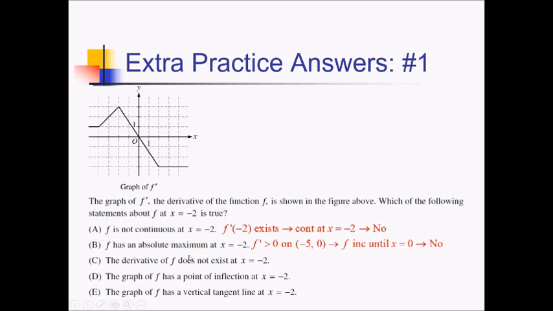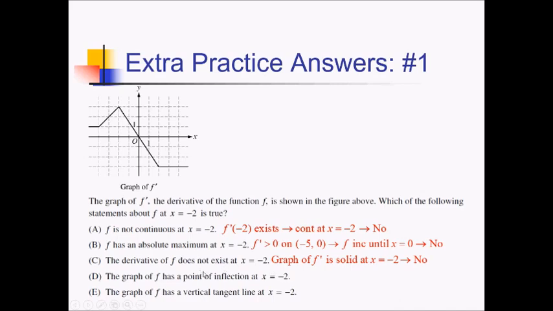Next, derivative of f does not exist at x equals -2. Well, it does. It's a solid line right here on the graph of f prime. So that means that that's a no as well. That's also false. Next statement, graph of f has a point of inflection at x equals -2.